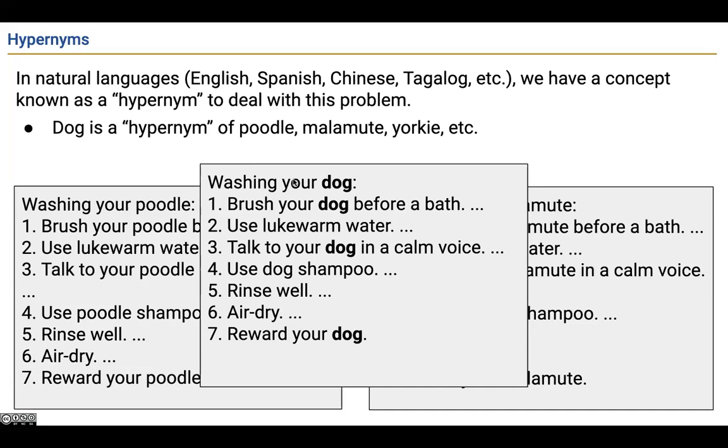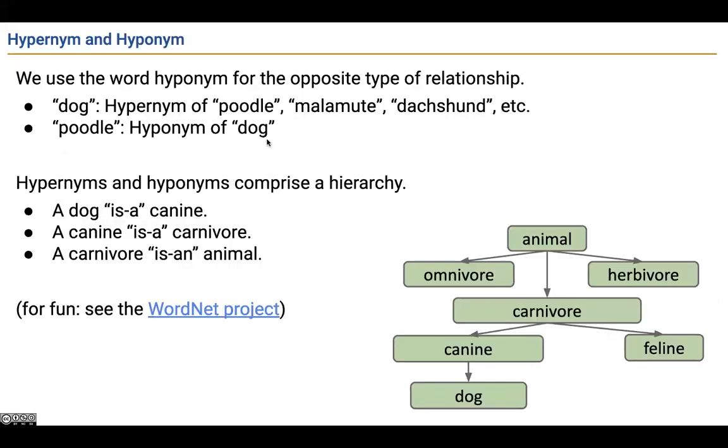I'm not going to expect you to memorize this, but it turns out that in English, there's a fancy word for this. It's a hypernym. Because poodles are a type of dog, Malamutes are a type of dog, we can say dog is a hypernym of poodle and Malamute and so forth. It's a more general purpose word that encompasses all sorts of different specific types of dogs. Okay, great. And you can also go the other direction. You could say poodle is a hyponym of dog, and that says that poodle is a more specific type of dog.